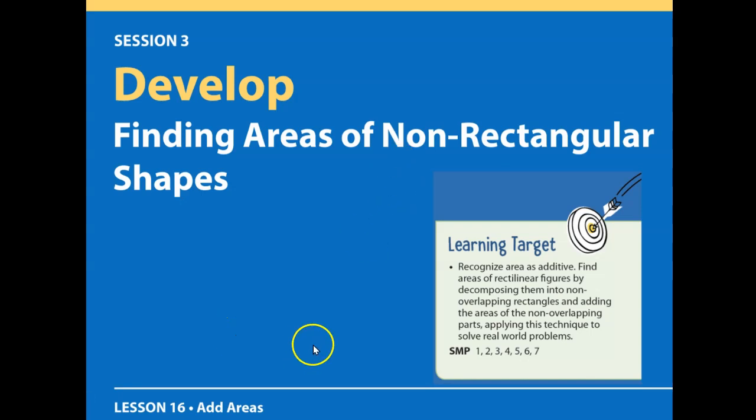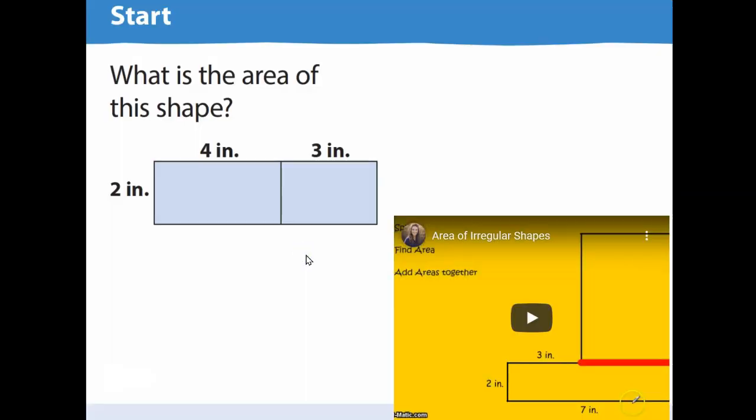Okay, this is lesson 16 again, adding areas. Section 3 says finding areas of non-rectangular shapes. All right. So go ahead and get your composition book and find the area of this shape right here. Oh, all right. So how did you solve this?